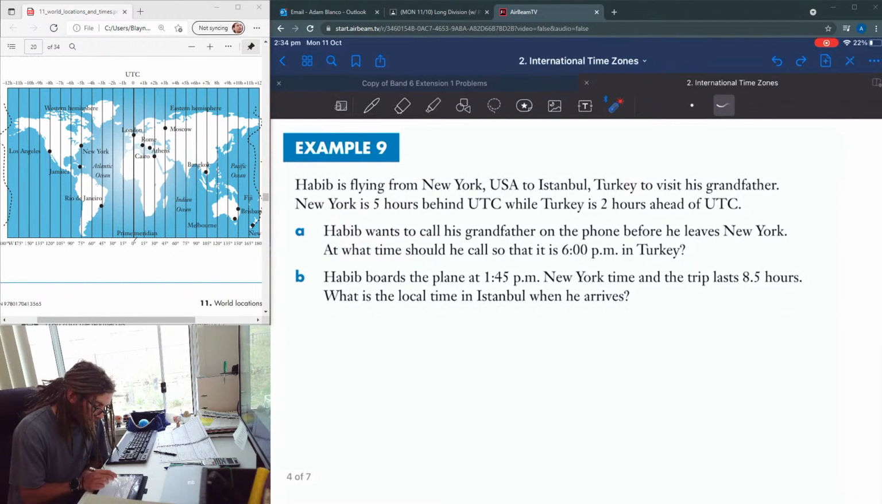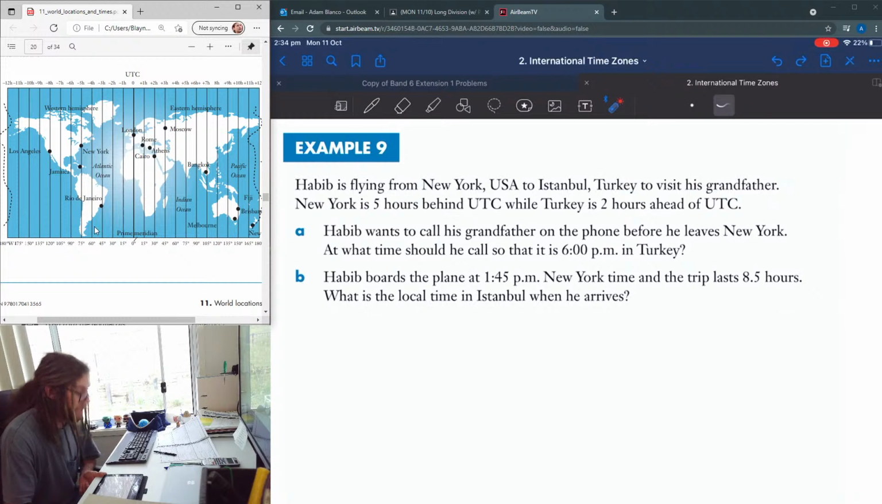So this person's flying from New York to Turkey. New York is 5 hours behind the UTC. So if we're looking up here, you can see that New York is 5 hours behind. And Turkey is 2 hours ahead of it. So here's our reference, 2 hours. It's kind of on the same line as Athens. It's not shown on this map, but that's where it is as a reference. At what time should he call so that it's 6 p.m.